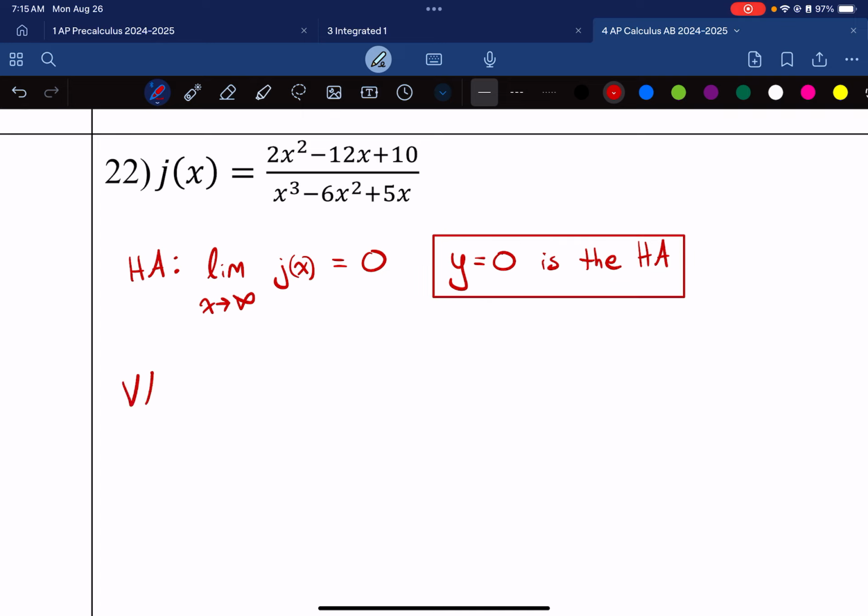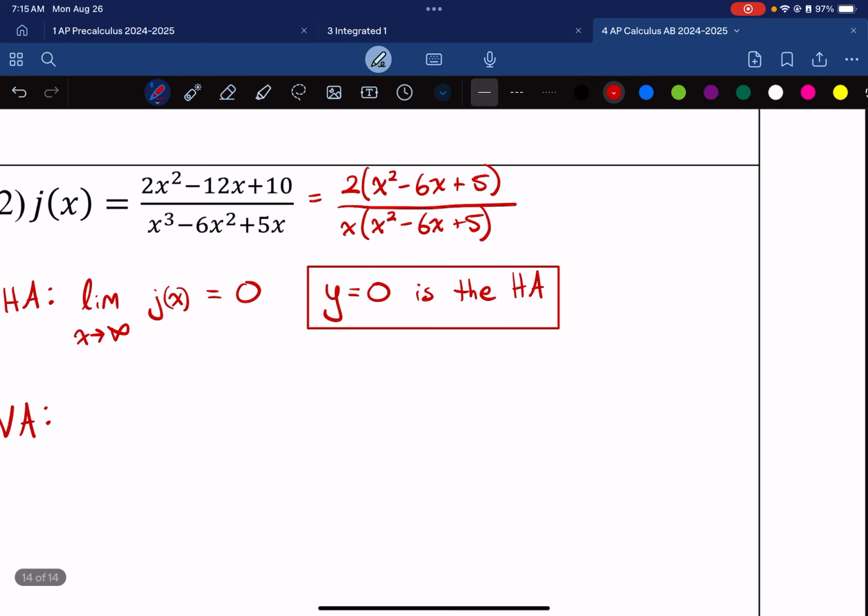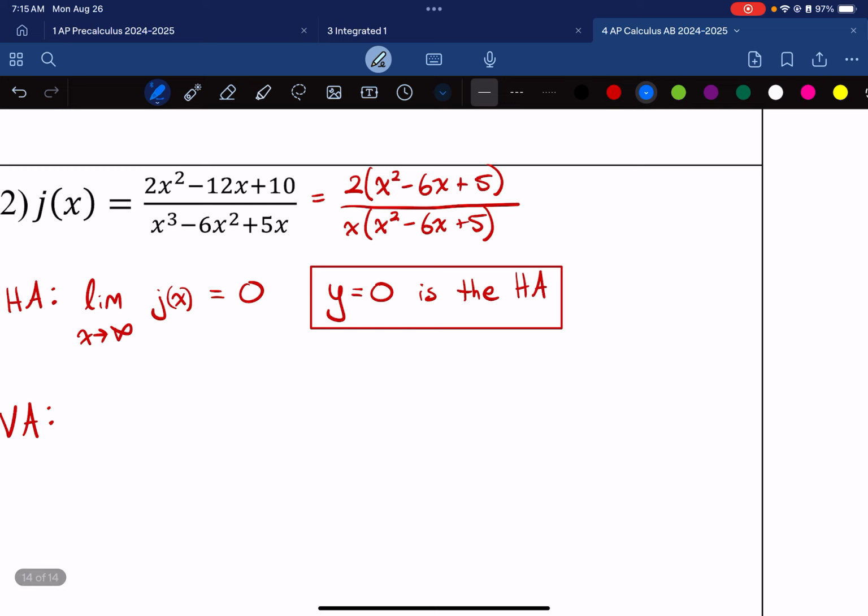Okay, to find the vertical asymptotes, first we need to factor to make sure we exclude all the holes. So in the numerator, I can first factor out a 2. What's left over is an x squared minus 6x plus 5. In the denominator, I can first factor out an x. What's left over is an x squared minus 6x plus 5. And it's interesting, right? This term and this term are exactly the same. They're the same polynomial. I mean, you could factor it further. I hope students don't do this. What you should do right now is just cross those out and say, that's a hole.